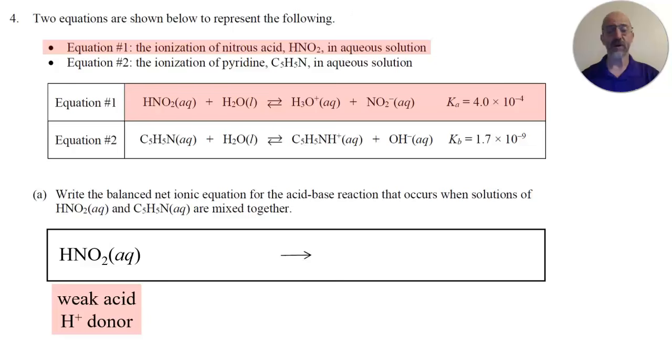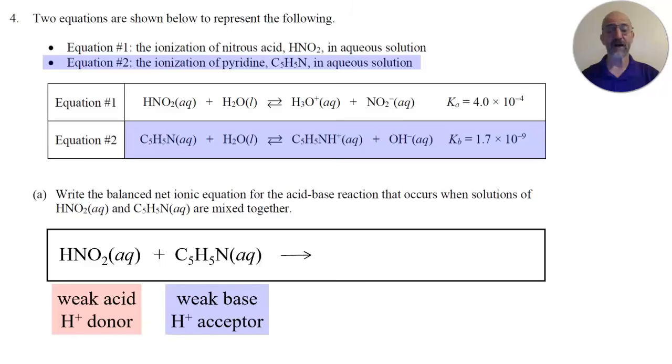That's a proton donor. So what is our weak base? Our weak base is represented with equation 2, the ionization of pyridine. So pyridine is very similar to what we saw in question 3. That was aniline. So both pyridine and aniline are examples of weak bases where that nitrogen atom is going to be the atom that has that lone pair acting as a proton acceptor. So we now have our HNO2, our weak acid. We have our pyridine, our C5H5N, our weak base. Let's go ahead and react them together.